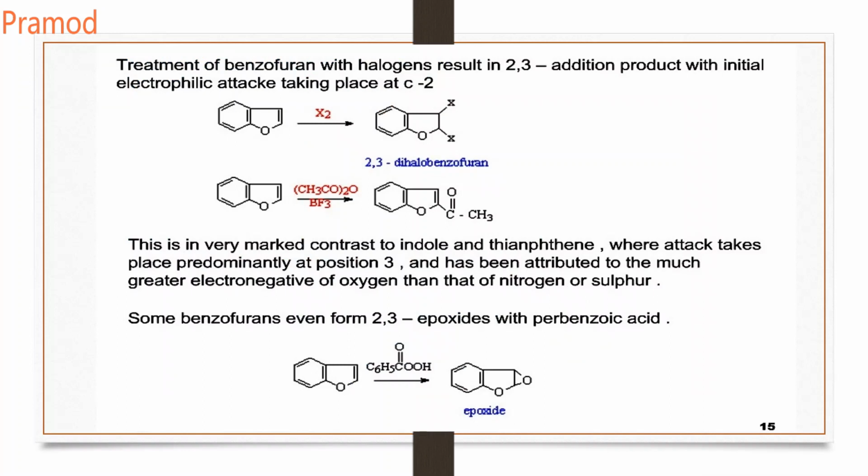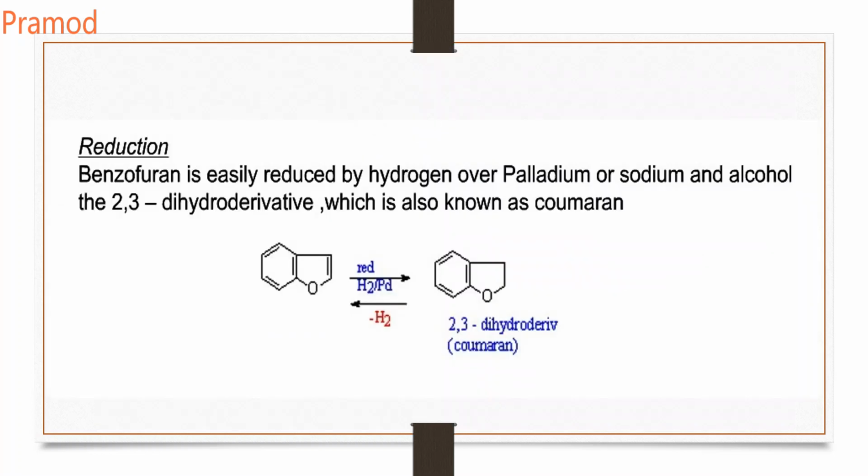Halogenation also will take place at the third position. Acetylation, there is an intermediate between 2 and 3 basically. In the case of epoxide formation, it will undergo reaction with peroxybenzoic acid to form your epoxides. Reduction, in the presence of palladium on carbon, will give you 2,3-dihydro derivatives of coumarin.